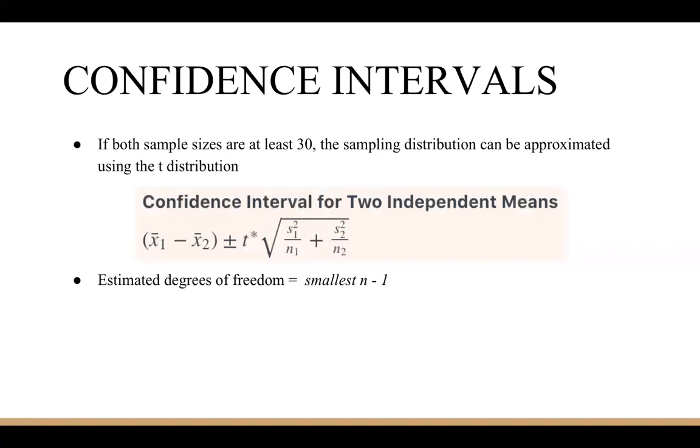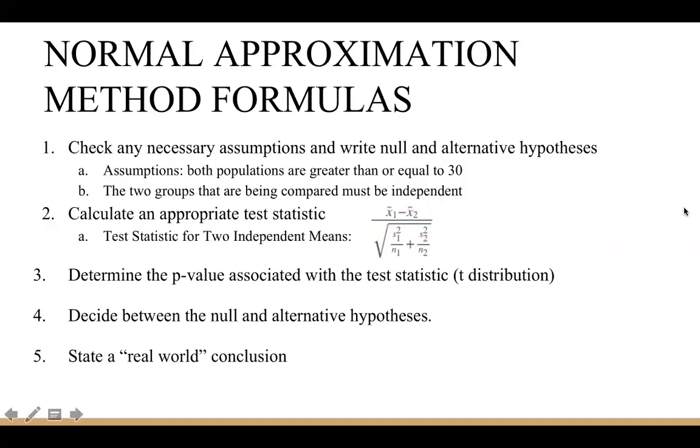And then your degrees of freedom here, you just want to make sure that you use the smallest n. So whichever group has a smaller sample size, you're going to use that to calculate your degrees of freedom and just subtract 1. So again, similar 5-step hypothesis testing procedure for normal approximation method. You're going to check your assumptions and write your hypotheses, calculate your test statistic, and determine the p-value using the t-distribution. Decide between the null and alternative hypotheses, and then state a real-world conclusion.